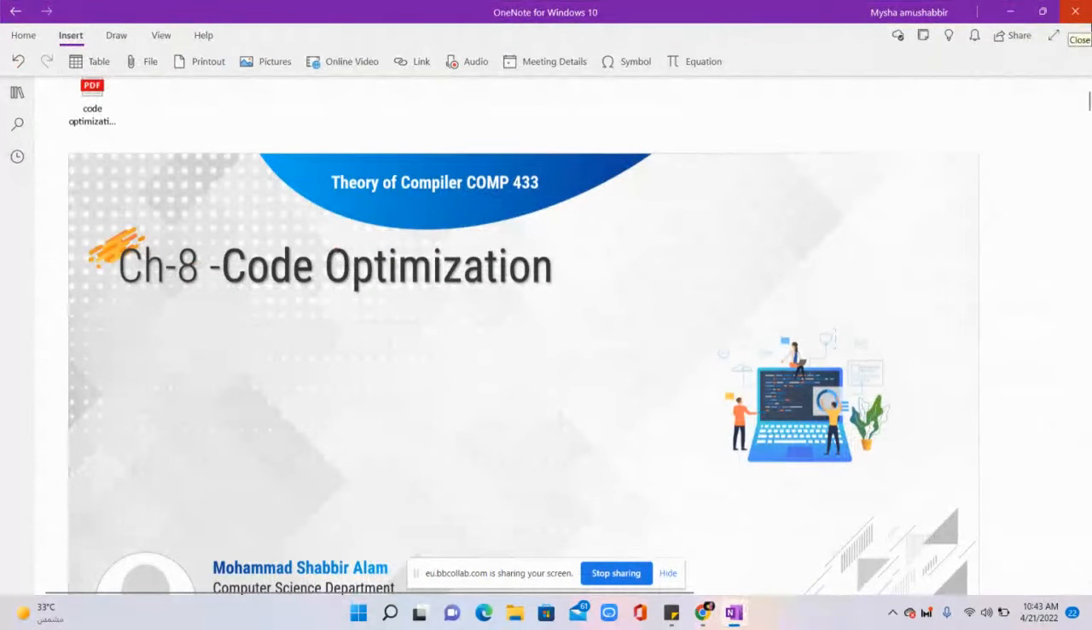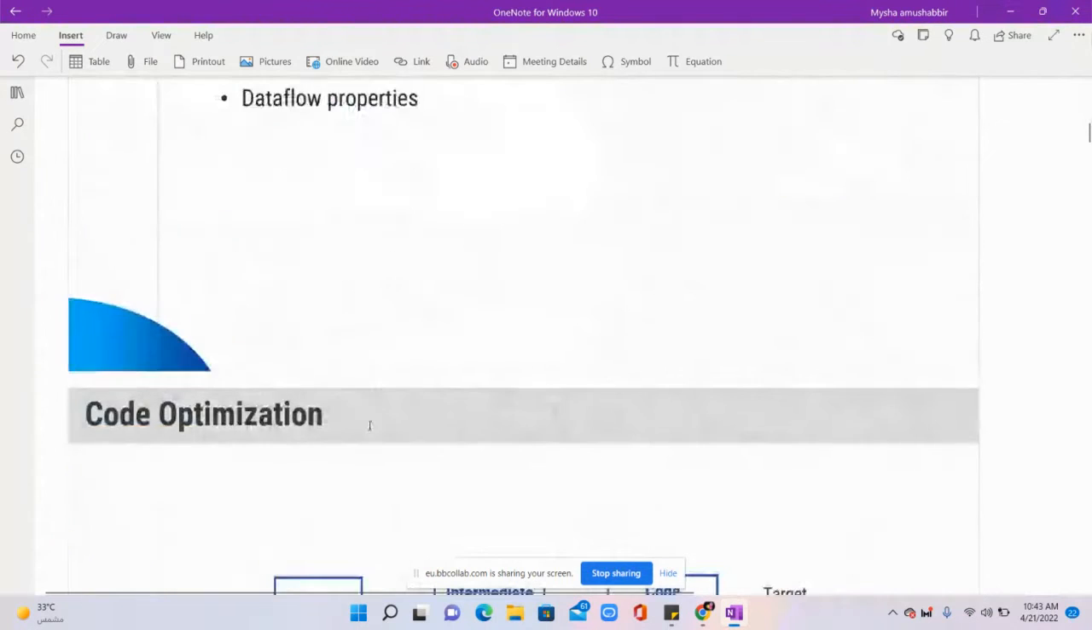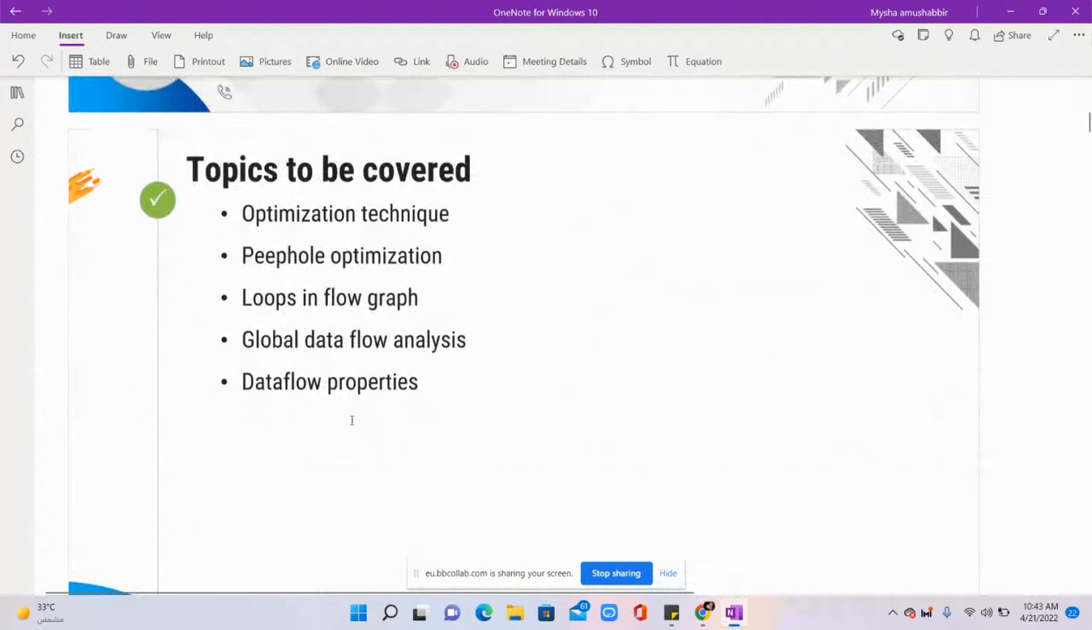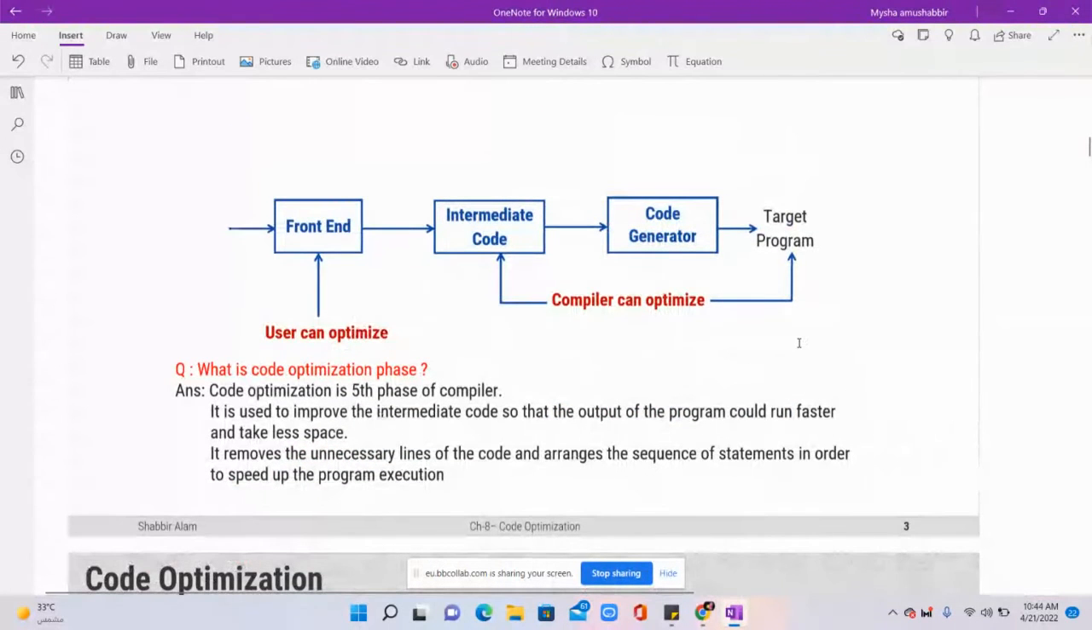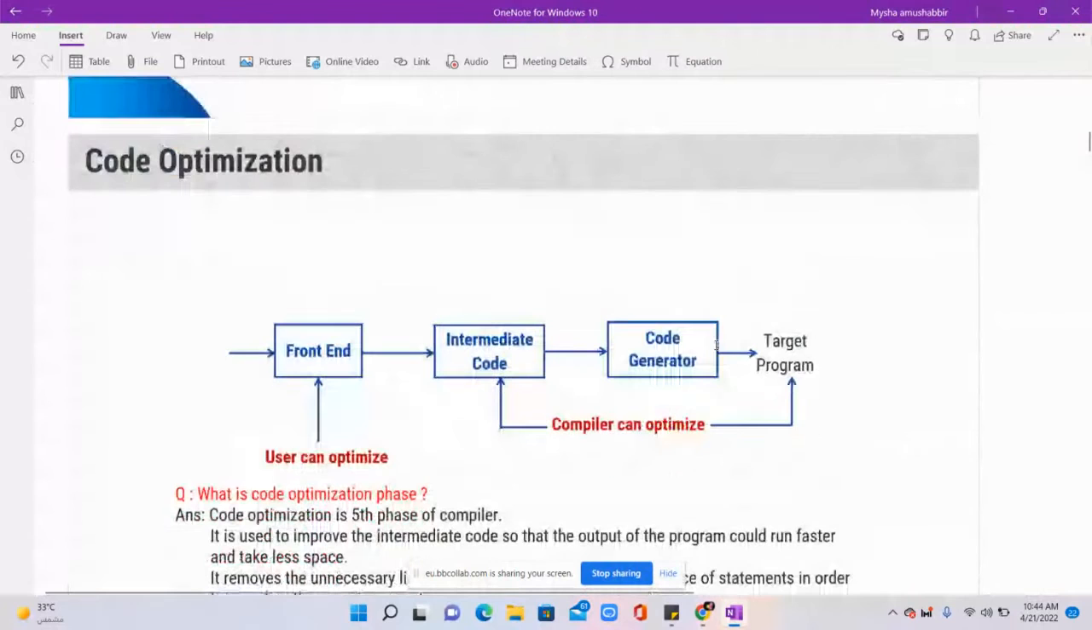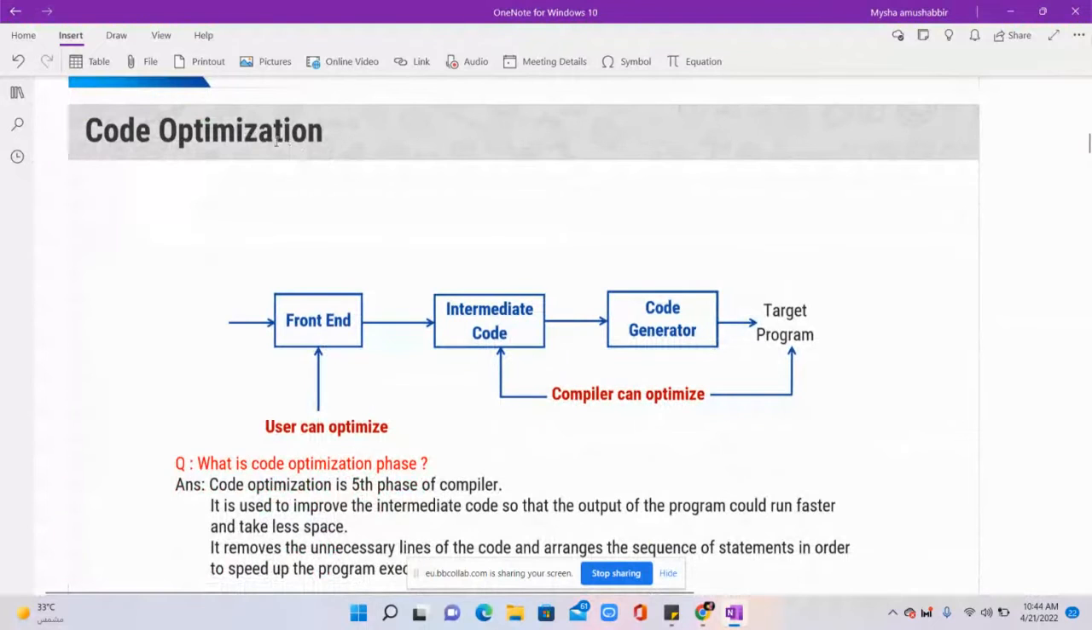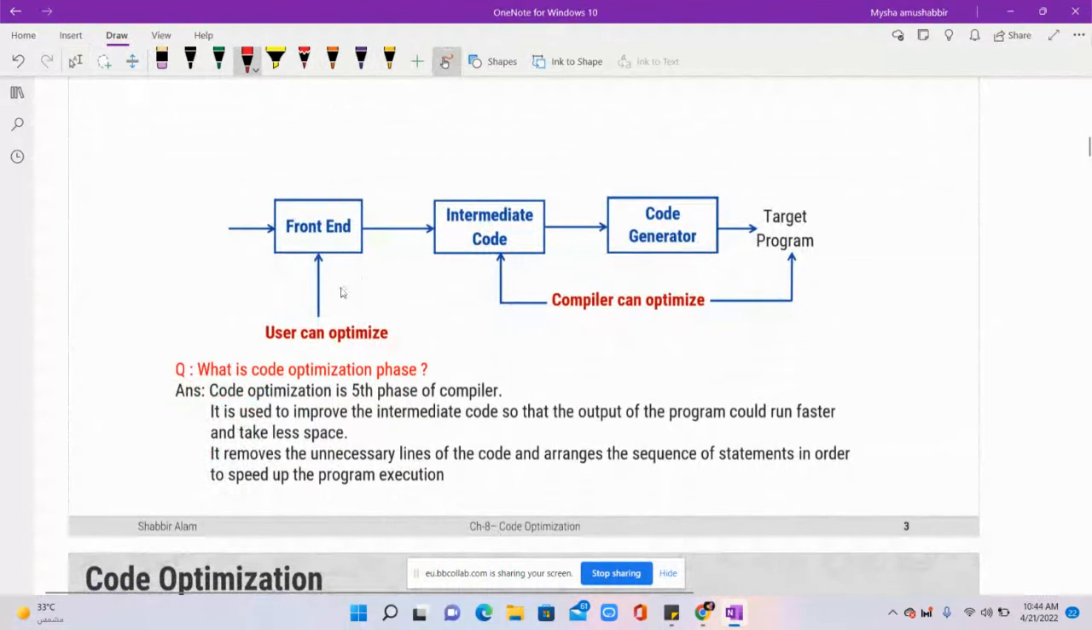Okay, so today I will discuss the last chapter, code optimization. So the first slide is, what is code optimization? Okay, and this is also the last chapter of this course. So what is the code optimization phase?